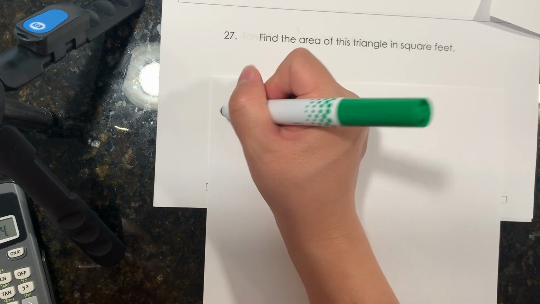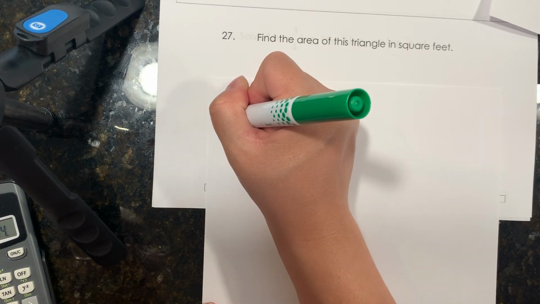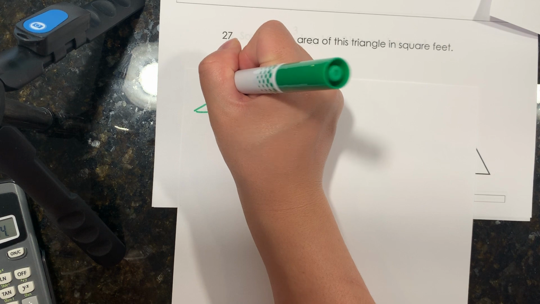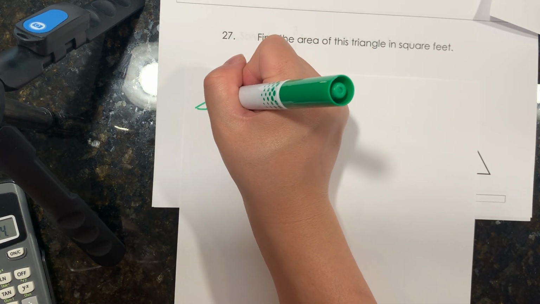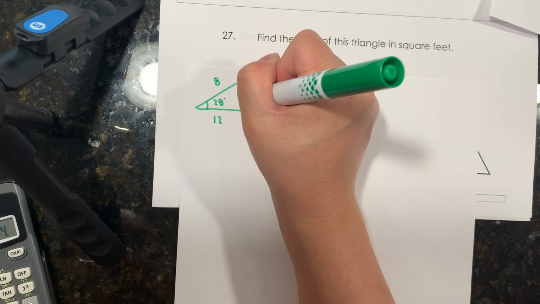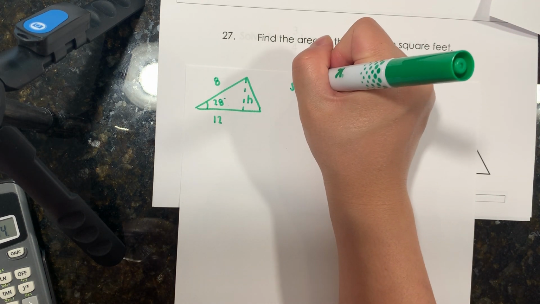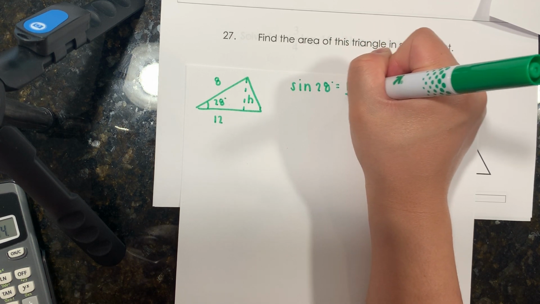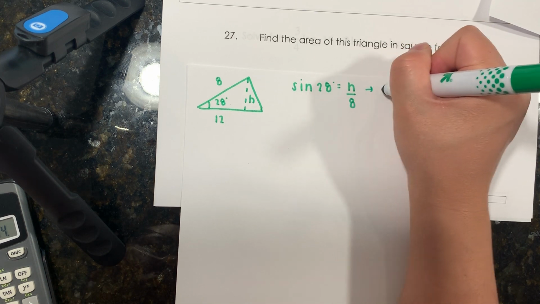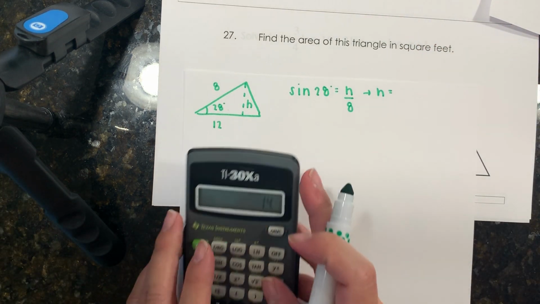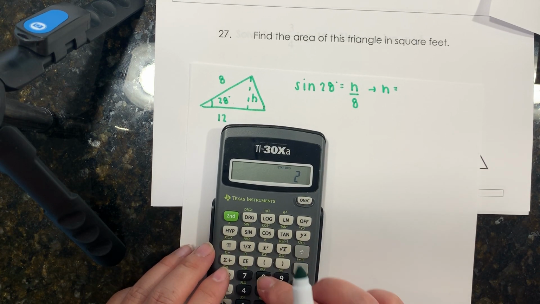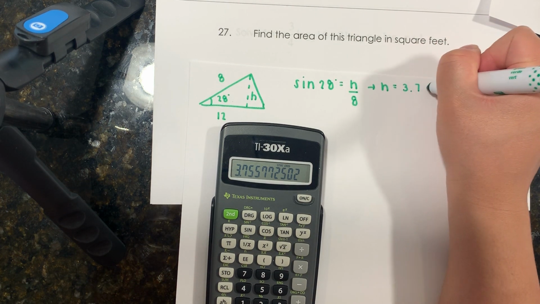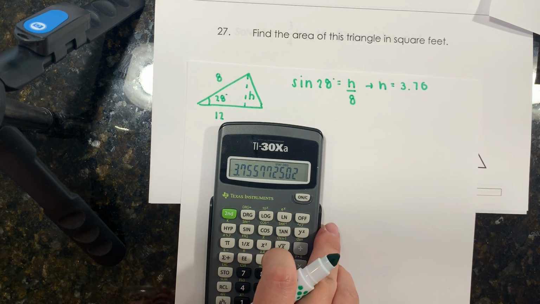So I have a triangle like this, where the base is 12, 8, and 28. So I am trying to find the height first. I'm going to use sine for that. So it's going to be sine of 28 equals opposite over hypotenuse. So my height is going to be equal to 8 times sine of 28. That would be about 3.76. But I'm going to leave my whole answer in my calculator.